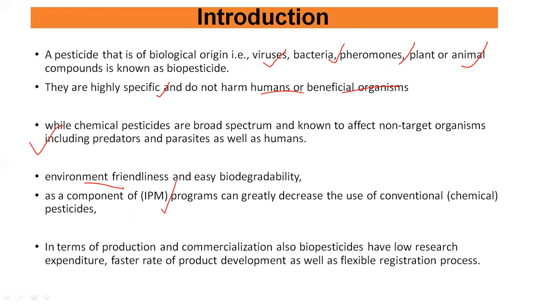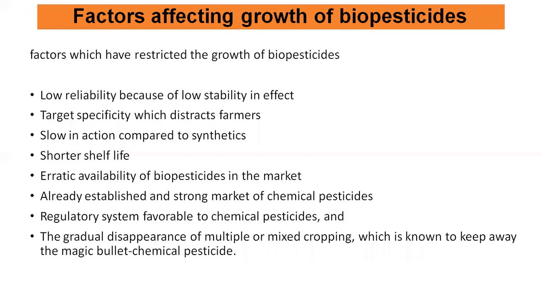In terms of production and commercialization, these biopesticides have low research expenditure, a faster rate of product development, as well as a flexible registration process. There is some lacuna, though, as there is not proper awareness among farmers. But nowadays we know that many toxic hazards were found earlier. So to overcome this problem, the best solution is using biopesticide.